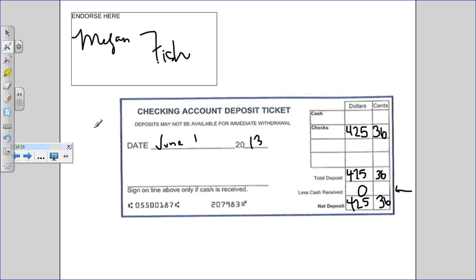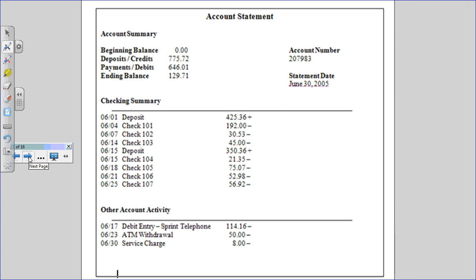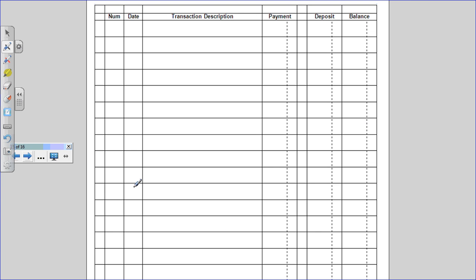So the next thing we have to do is add this to our records. So we need to go find that page that has our checkbook on it, which should be the last page for you guys. So we need to add this transaction. First thing, what is our current balance? It said on the front page that our beginning balance is $0. So we're going to write that up here on the top so we don't forget that our current balance is $0.